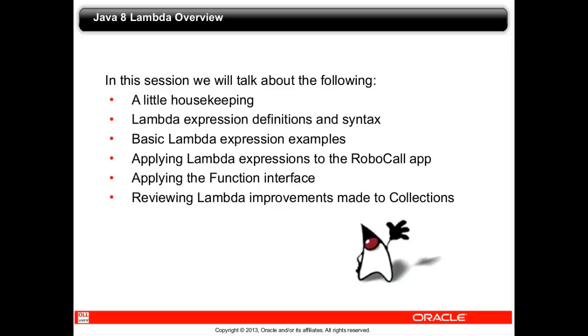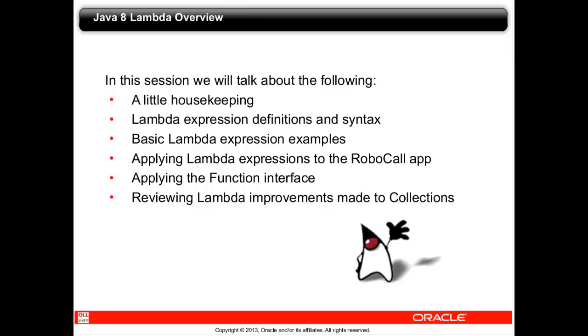We'll start out with some basic examples that are pretty much a one-for-one sort of thing. And then we'll go into some more detailed examples on some applications. We'll talk about the Robocall application, and we'll also talk about applying a function interface using lambdas. And then finally, we'll have a little bit longer section on using Lambda with collections, because there are a lot of changes to the collections API that take advantage of the new Lambda expressions.